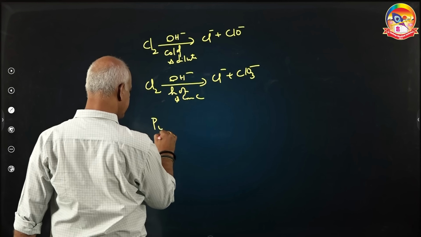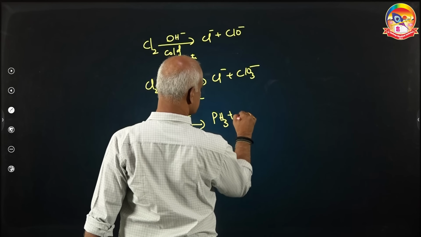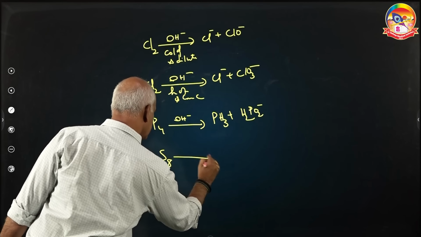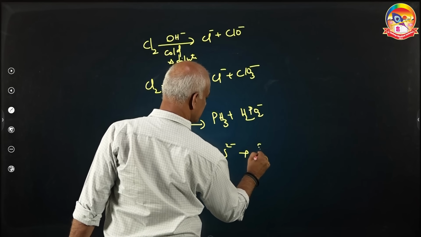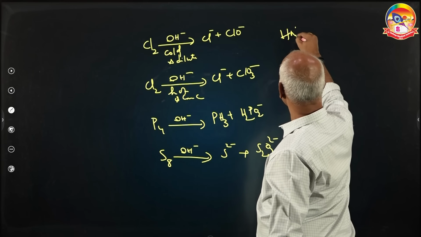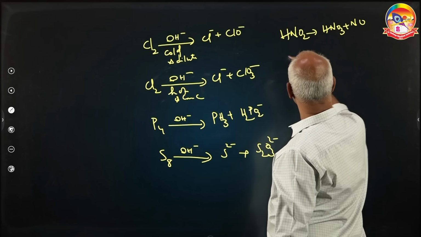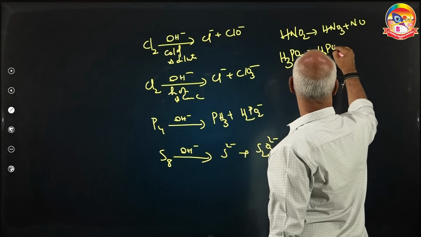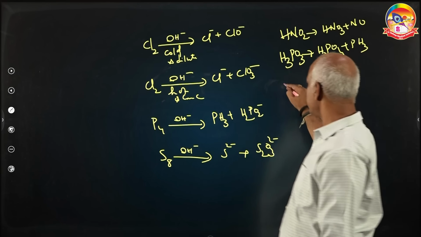Suppose there is P4, which gives PH3 plus H2PO2 minus in basic medium. There is an S8 molecule in basic medium giving sulfide ion and thiosulfate ion. You can also take nitrous acid giving HNO3 and NO. You can also take H3PO3 giving H3PO4 and PH3. Any number of examples you can take.